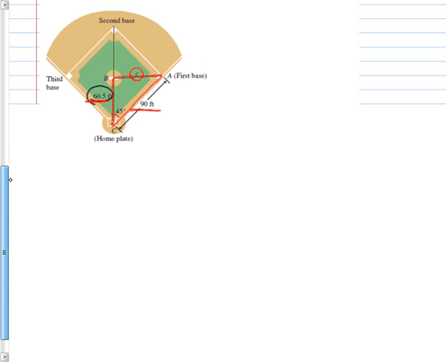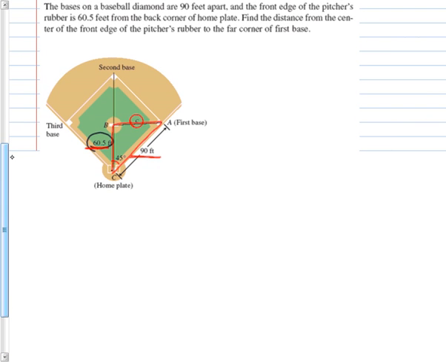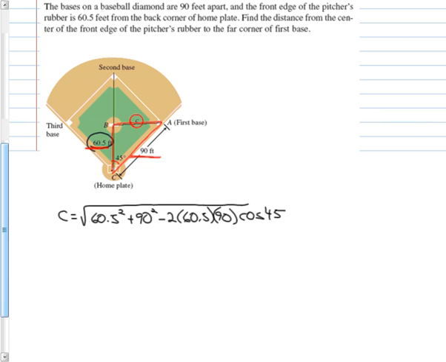So I can use, you help me out. What can I use? Law of cosines. Can you set it up for me using these values? C squared. Now to shorten it up, I'm going to say C equals the square root instead of saying C squared, but that's how it would start, C squared. 60.5 squared plus 90 squared, sticking in those calculators. That's correct. Law of cosines.